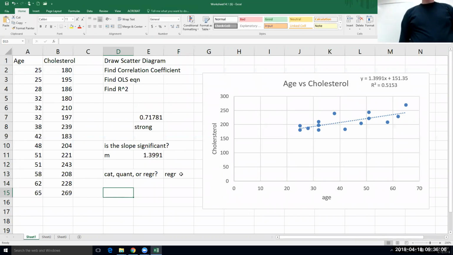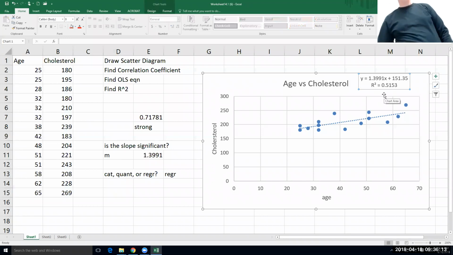Okay, now, why is it regression? Because this is the regression equation, right? So we're testing the slope, which is that value right there. We want to see if that is significant. So in a problem, they would ask us to test the slope or something like that. We want to find out if the slope of the equation is significant. And that's how we do it.